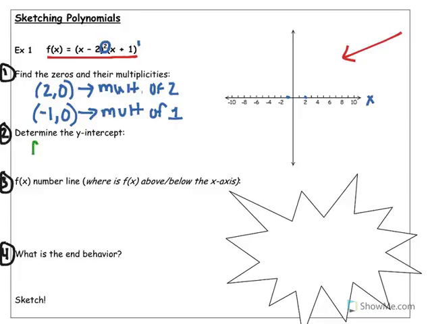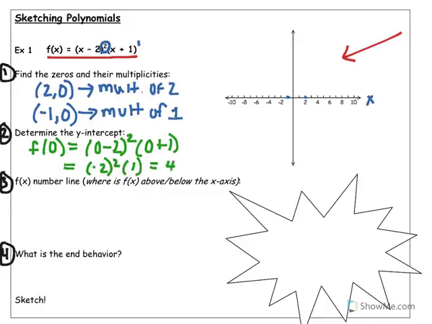We've done this a lot in class. If we remember, the y-intercept is the same as evaluating f of 0. So if I plug 0 into my function f of x, I get (0 minus 2) squared times (0 plus 1). If I simplify that a little more, I get (-2) squared times 1. And (-2) squared is a positive 4, and 4 times 1 is 4. So I know that my y-intercept is (0, 4).